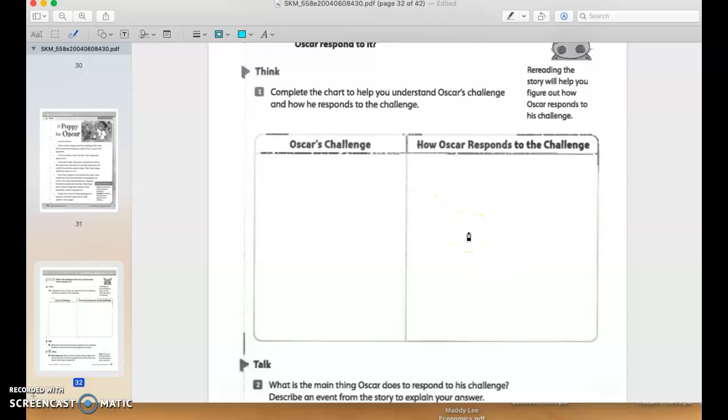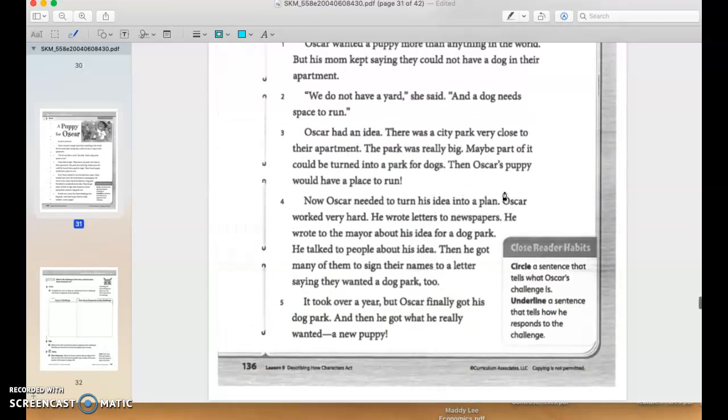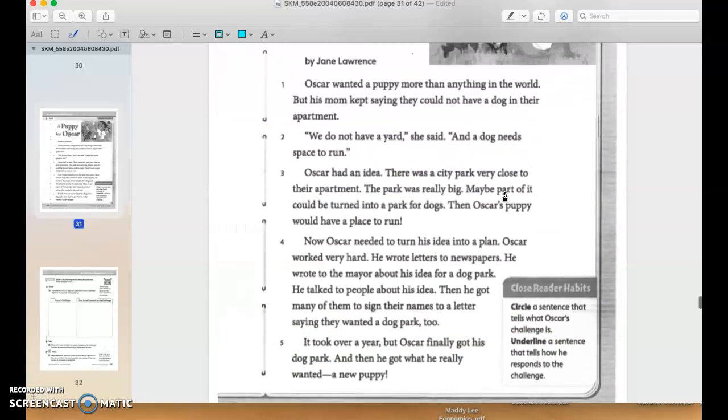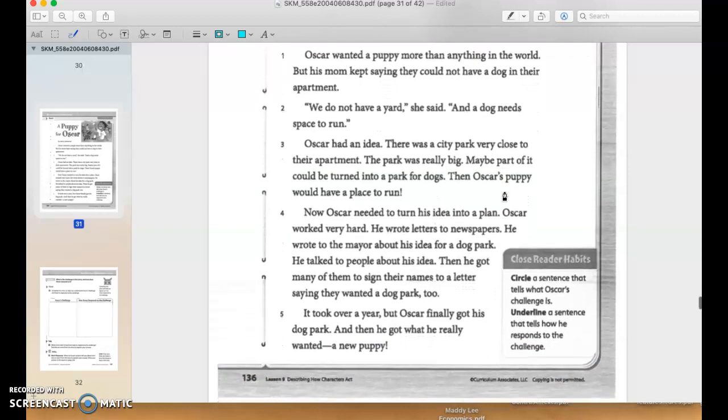I'm going to do this portion with you today. So we're going to go back up into the story and we're going to find Oscar's challenge and how he responds to the challenge. So here I can tell that Oscar's challenge is that he wants a puppy but cannot have one because they don't have a yard.